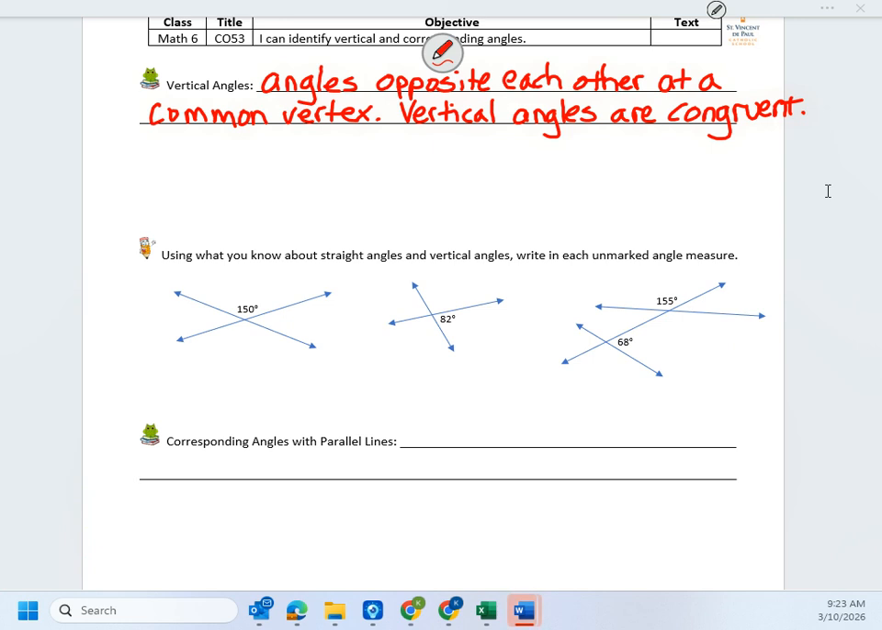Who knows what congruent means? If two angles are congruent, two measurements are congruent, what do you think that means, Jack? Is it like exactly the same? Yeah. When we say things are congruent, they are the same or equal. Okay, so vertical angles are congruent. They are the same measurement, same size.